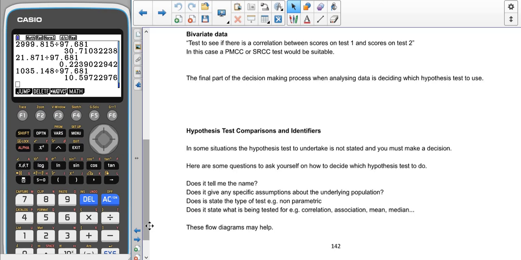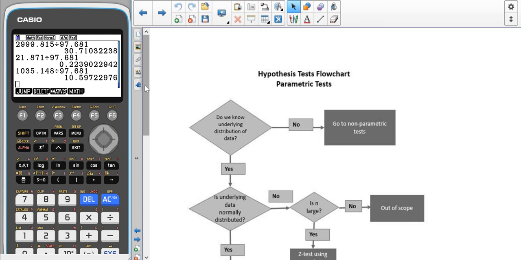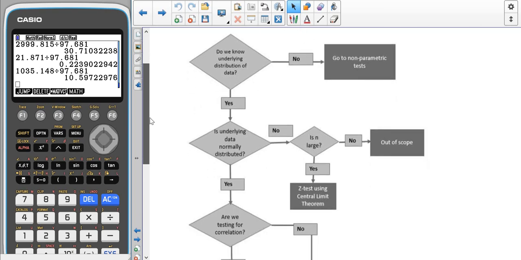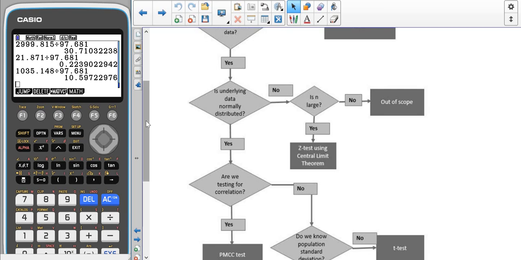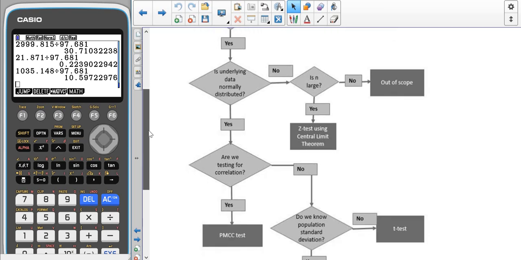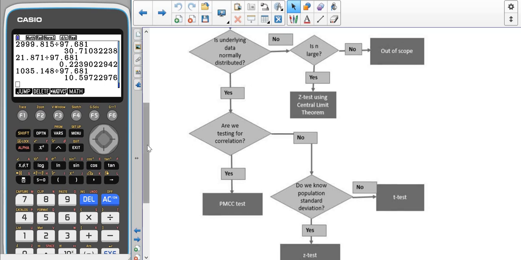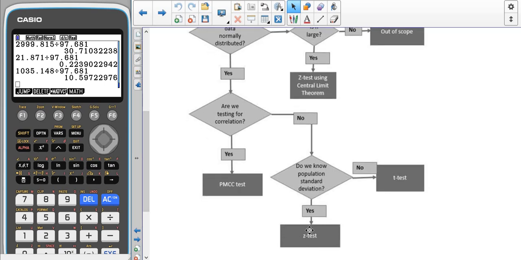And we have given you here some flow diagrams to show how that thinking process can work. So here we have parametric tests. That's talking about where we know the underlying distribution, and you can see that leads to, if n is large, then we're doing a central limit theorem or normal hypothesis test. If no, then it ends up going into A2. That's why it says out of the scope of the course, because that would be in the A2 part, not the AS part. You can see that we lead down to PMCC there and normal hypothesis testing here. And again, the t-test here, which is now in the A2.